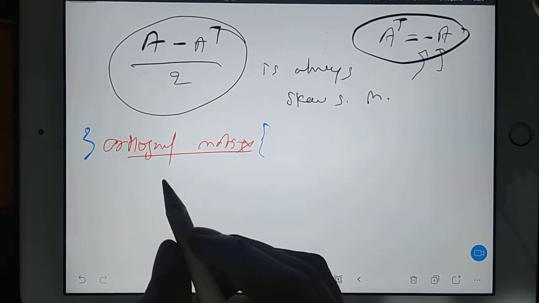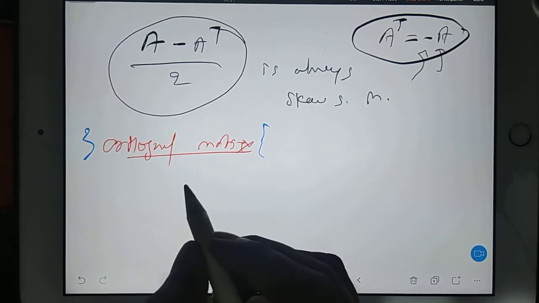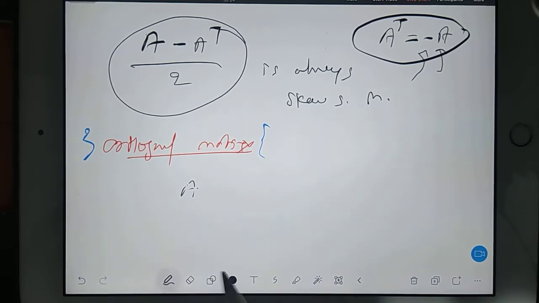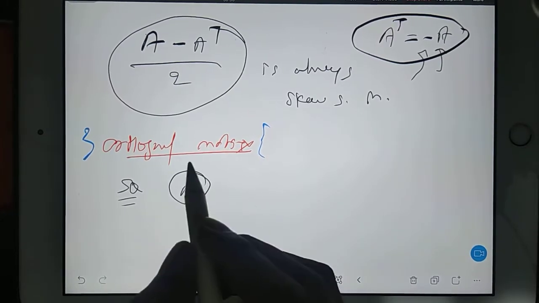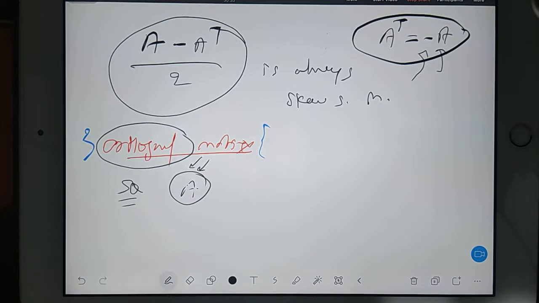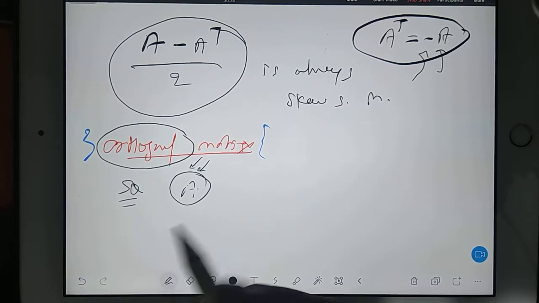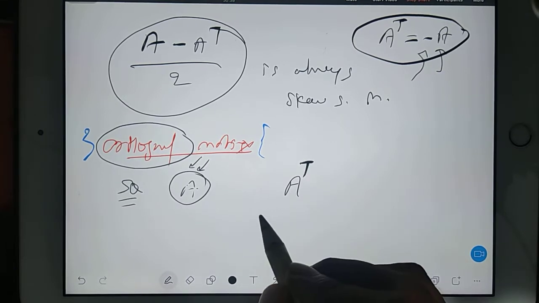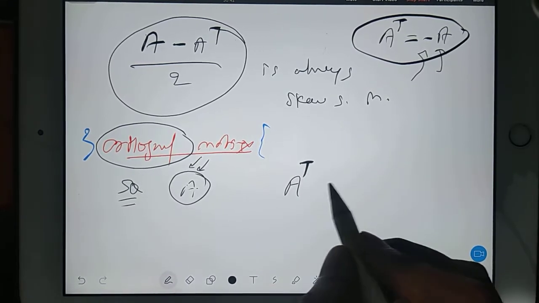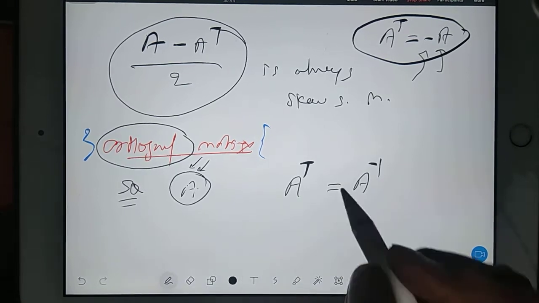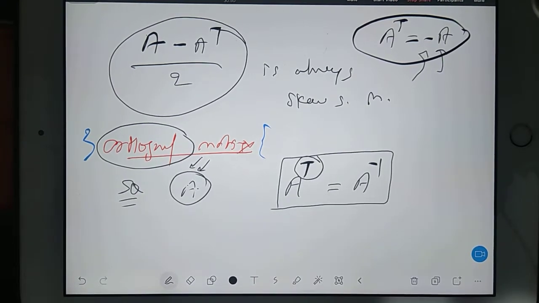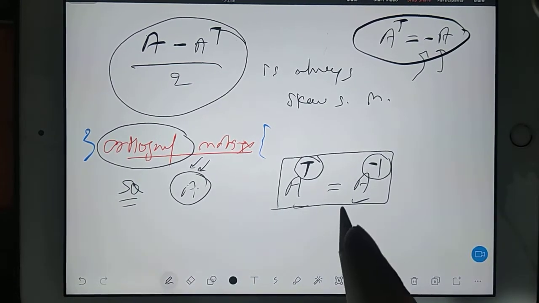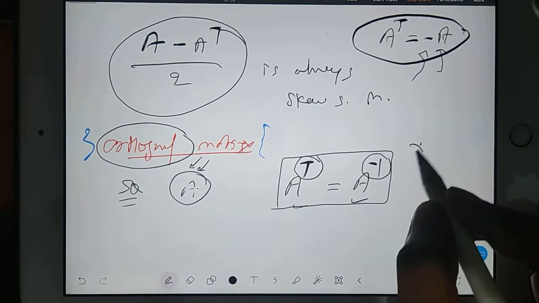Actually what happens, suppose you have any matrix A, and this matrix A is any kind of square matrix. Now this square matrix we will call an orthogonal matrix if we find the transpose of this and the inverse of this, and we get that both answers are the same. We find the transpose, we find the inverse, and then we see that the final answers are matching. So this is the property of an orthogonal matrix.